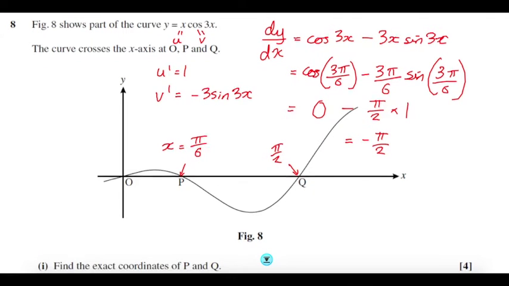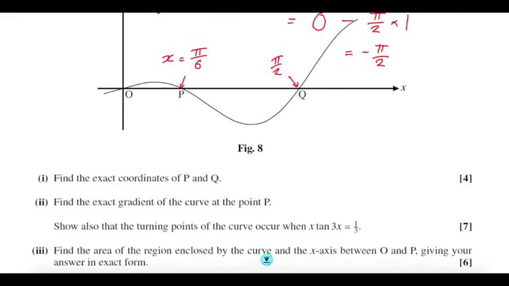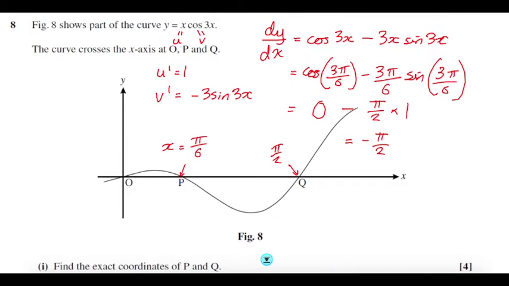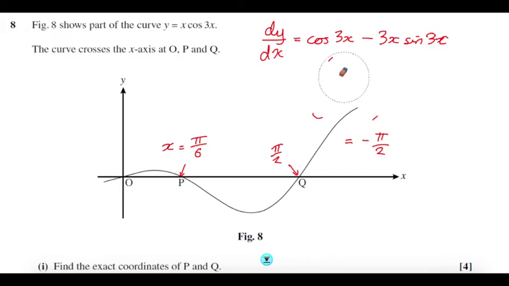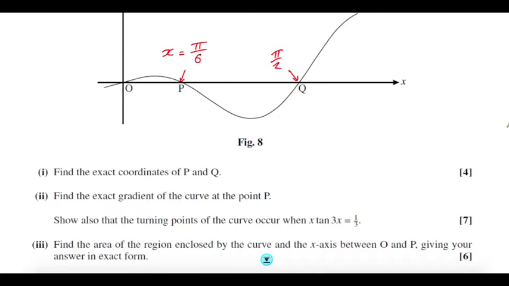Right, but that wasn't the whole question. They also said, show also that the turning points of the curve occur where this equals a third. So x tan of 3x is a third. Right, so we know the turning points occur when the first derivative is 0. So if this equals 0, it looks like we need to show x tan of 3x equals a third.